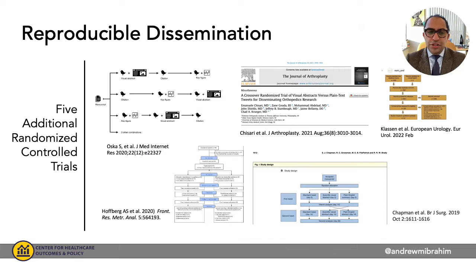But what was important too is that the uptake was not just in dissemination, but also in evaluation. Since that original study that we put out, 5 other randomized trials have performed similar crossover studies in urology, in orthopedics, in nephrology and other domains, where they've been able to replicate the same studies.